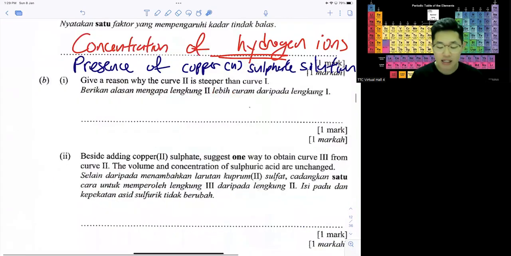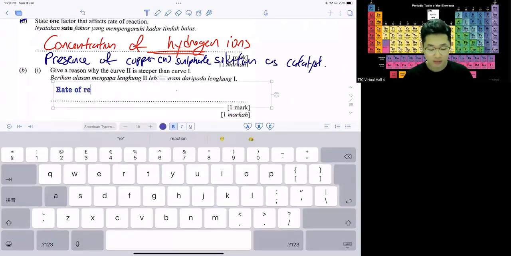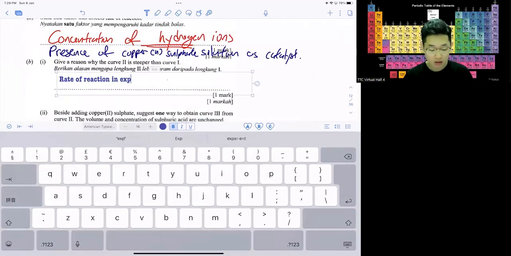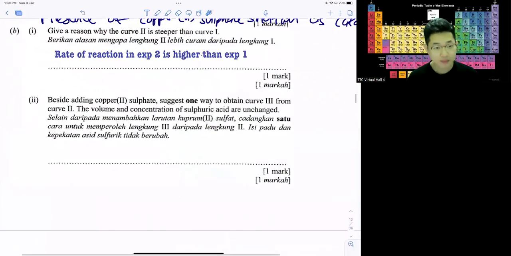So when they ask me why is it steeper, it is because the rate of reaction in experiment 2 is higher than experiment 1. That's why it is steeper.